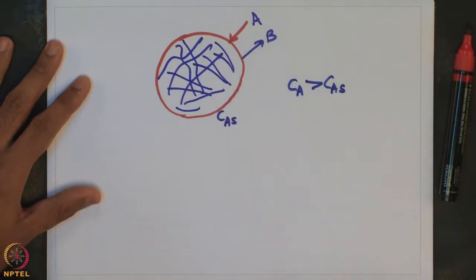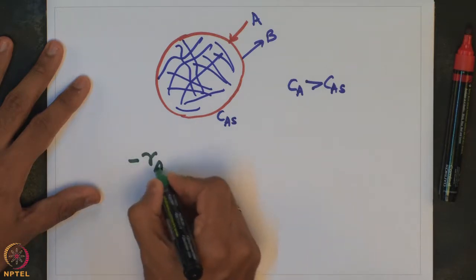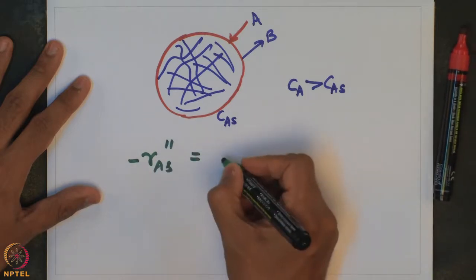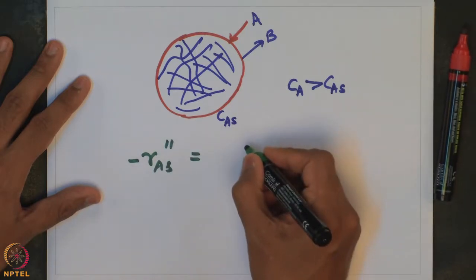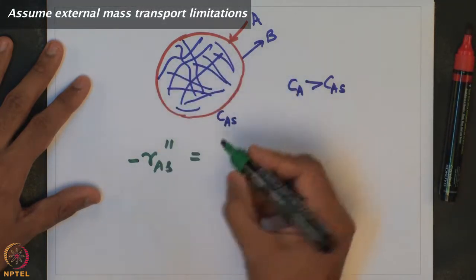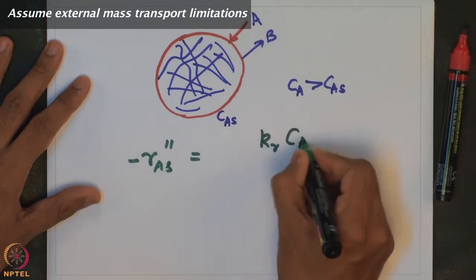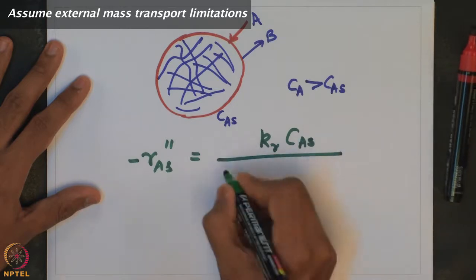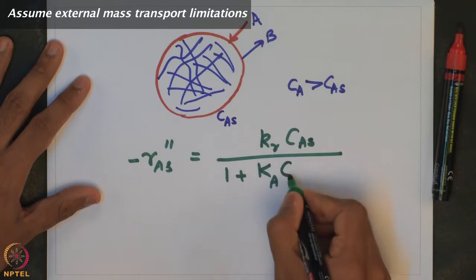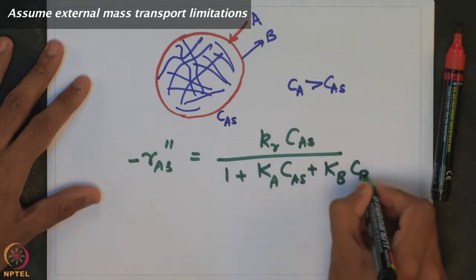What is the single site Langmuir-Hinshelwood kinetics? The surface reaction rate based on the surface area of the reaction. Let us say in this case, because this is external mass transport limitation, the external surface area, and that will be equal to some constant into surface concentration CAS divided by 1 plus some other constant capital Ka into CAS plus Kb into CBS.